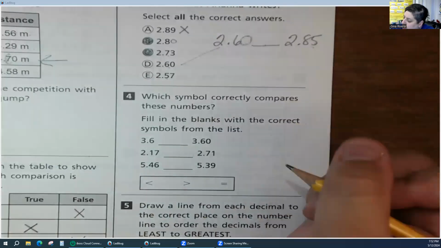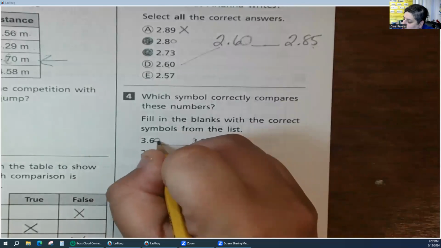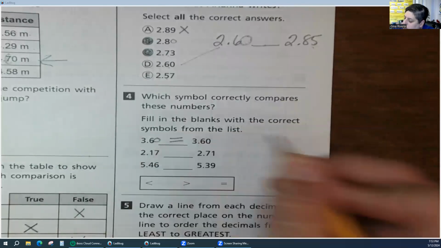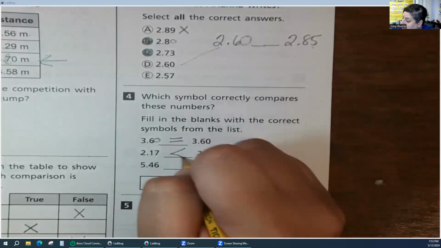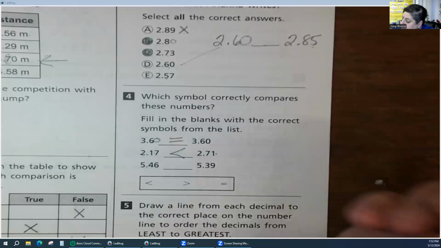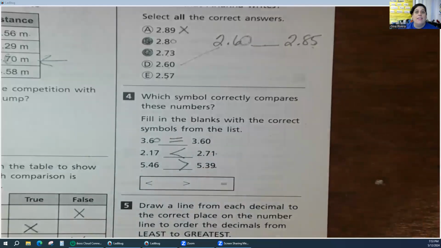Which symbol correctly compares these numbers? So 3.6 and 3.60 are actually twins in disguise. This is equal. All right. $2, $2. That's the same. But 17 cents is less than 71 cents. Then 46 is bigger than that 39 because those fives are the same.